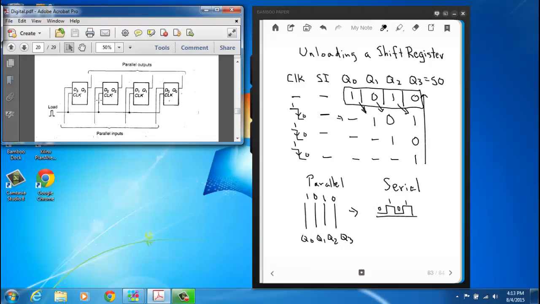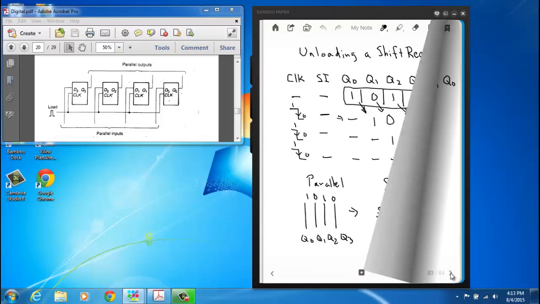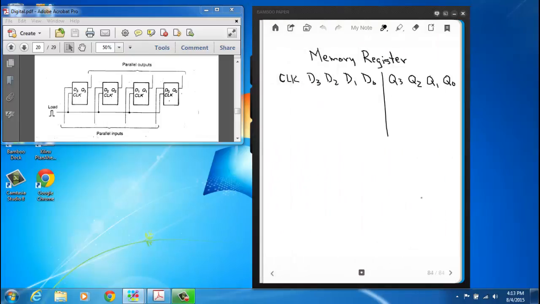But just like the shift registers, memory registers are synchronized. Their clock inputs are connected together. So let's see how this memory register works by doing an example of putting data into a memory register. So here this is loading a memory register, putting data in.